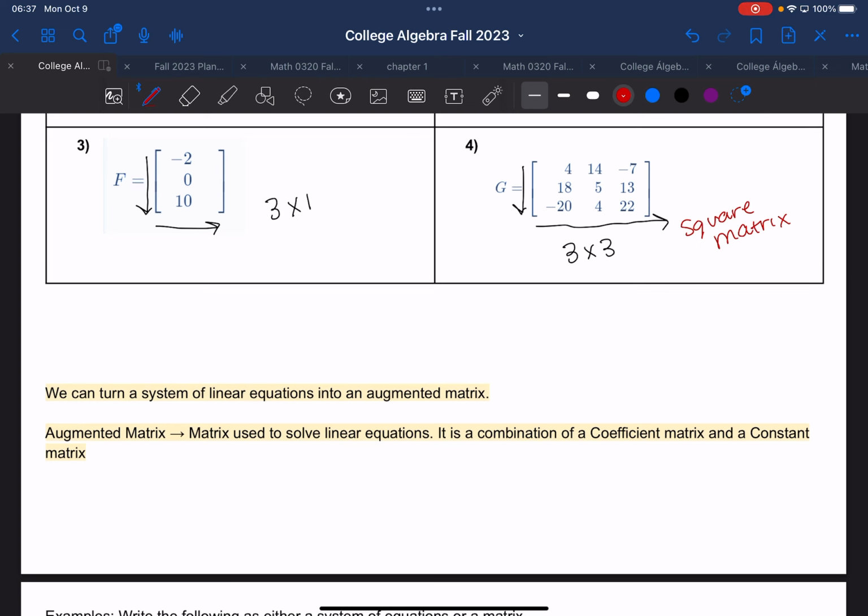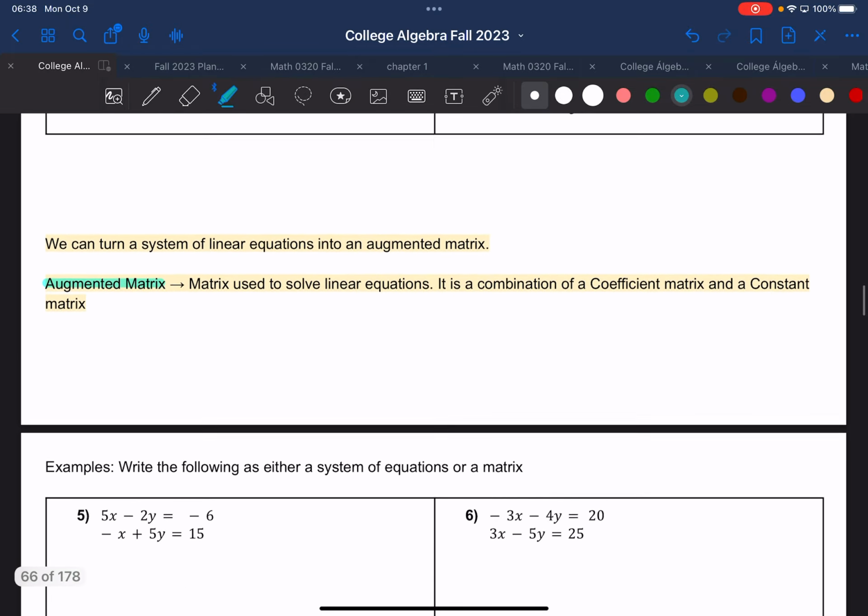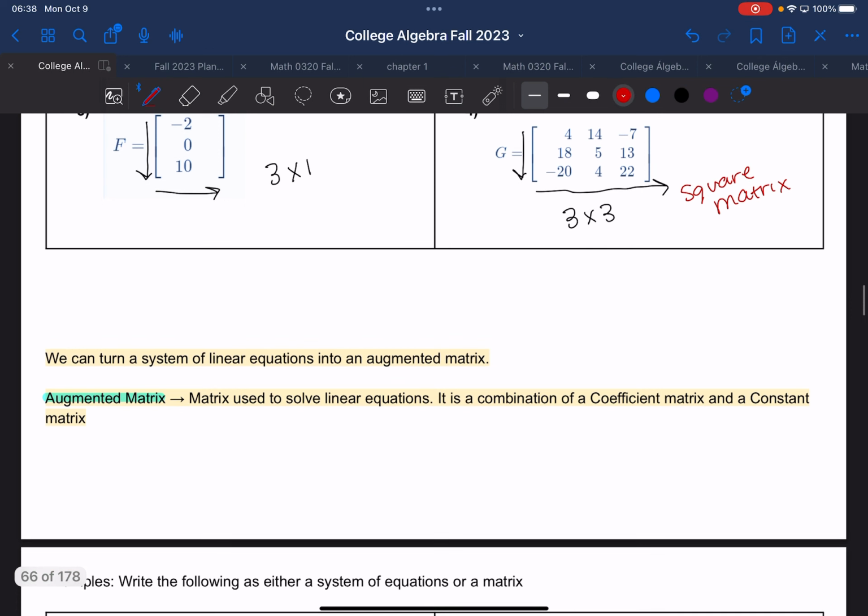Like I said earlier, we can turn systems of linear equations into augmented matrices. An augmented matrix is a matrix used to solve linear equations. It's a combination of a coefficient matrix and a constant matrix. The only thing you need to know about the augmented matrix is that your matrix is going to have a line right here. We'll have a bunch of numbers here, a number here, and the line down the middle. That line just represents an equal sign.